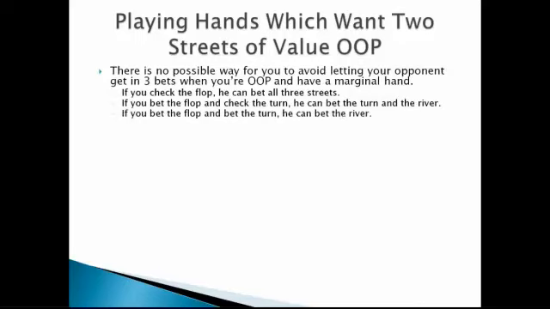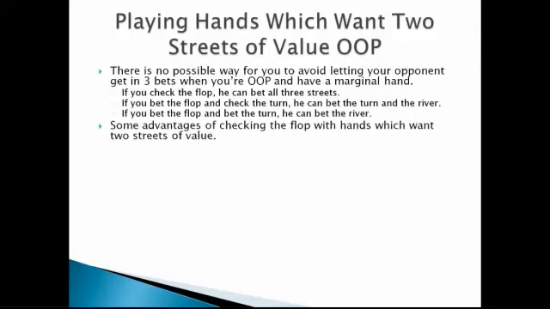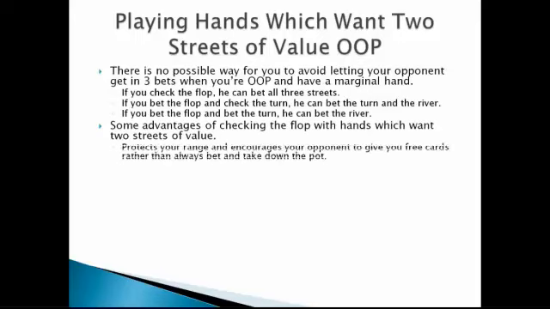And that's what we talked about is the most common problem. You're betting the first 2 streets hoping to get value, and then you're simply lost on the river. Some advantages of checking the flop with hands which want 2 streets of value. It protects your range and encourages your opponent to give you free cards rather than always bet and take down the pot.